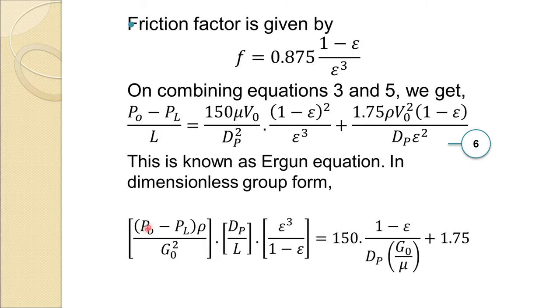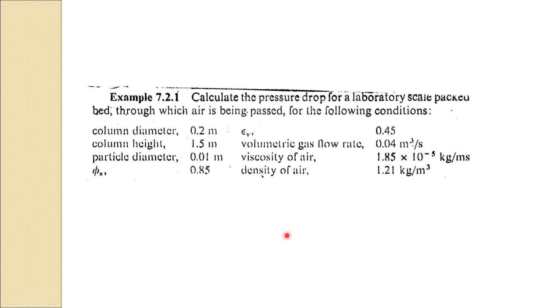You can put this in dimensionless form; in various forms this can be written dimensionless or in terms of Reynolds number. And using this equation we can find out the pressure drop even in our blast furnace. So, this is one example. Calculate the pressure drop for a laboratory scale packed bed through which air is being passed for the following conditions. The column diameter is 0.2, the column height is 1.5, which is the packing height, and the particle diameter is 0.01 meter, the shape factor of the particle is 0.85, the void fraction of the packed bed is 0.45, and the volumetric gas flow rate is 0.04 meter cube per second.